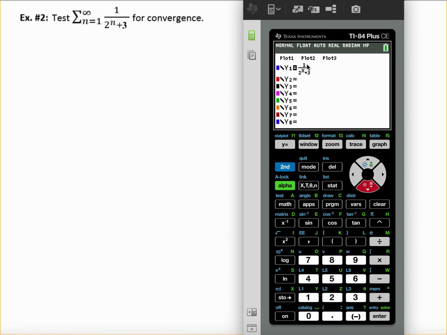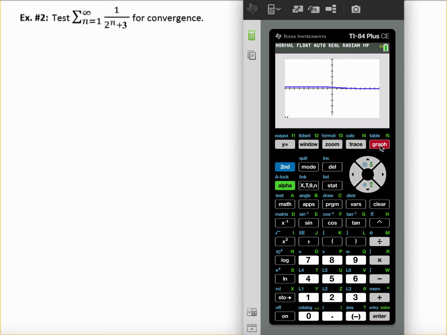Well, the clue is in the function, right? So I'm looking at 1 divided by 2 to the x power plus 3. What if we try 1 divided by 2 to the x? Let's look at what happens there. Whoa. This looks like it's a larger function. Looks like it's always above, right? So we can zoom in.